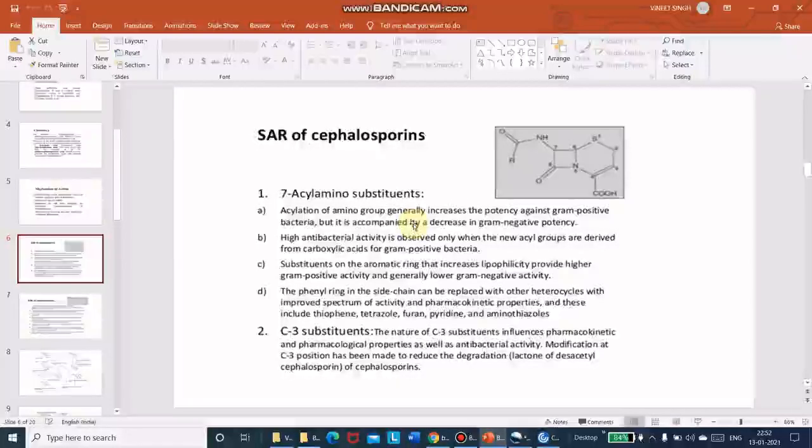C3 पोजीशन, पोजीशन नंबर 3 सब्स्टिट्यूशन, वहां पे देखेंगे क्या होगा. The nature of carbon 3 substituents influences pharmacokinetic and pharmacological properties as well as antibacterial activity. Modification at carbon 3 position has been made to reduce the degradation to lactone or deacetyl cephalosporins.